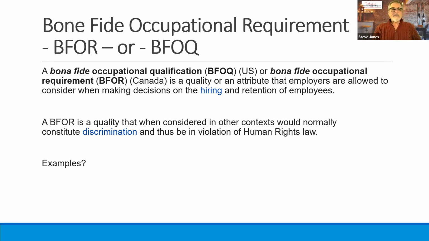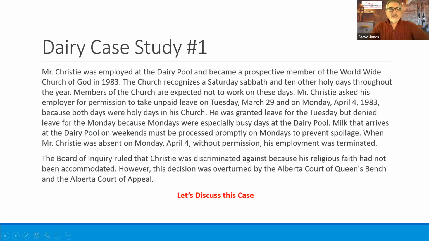I don't know if those are good examples. Sometimes I give extreme examples to make the point. So here's an example of the dairy case with Mr. Christie. Some of these cases are really old because they're the cases setting precedents. So it's not like we're using old information. It's like, these are the cases that changed the world. So Mr. Christie was employed by the dairy pool and became a prospective member of the Worldwide Church of God in 1983.